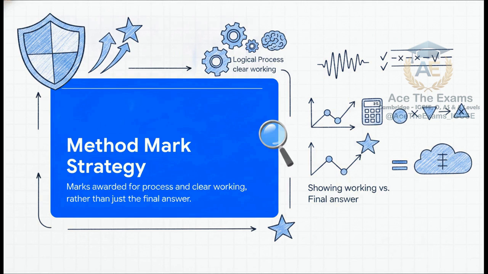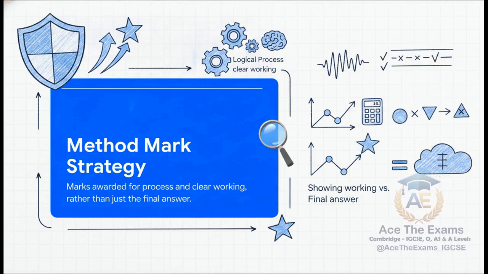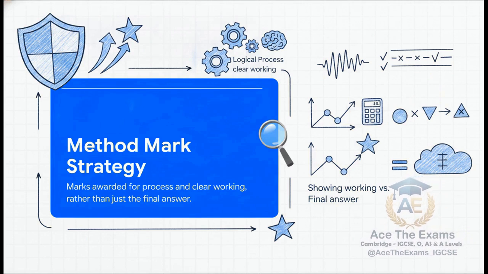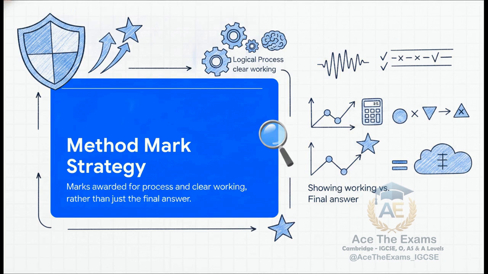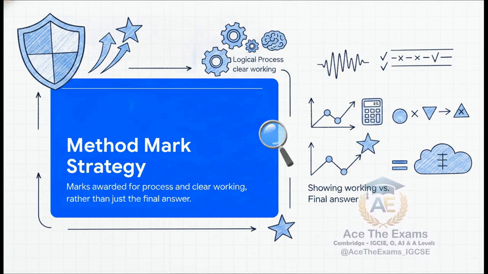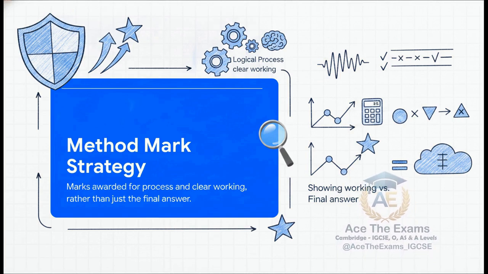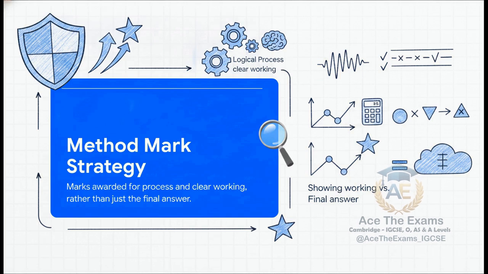This is your safety net, and it's your point multiplier. It is an assessment framework where marks are awarded for demonstrating the correct logical process and completely clear working, rather than just arriving at the final answer. Let me give you a scenario. Cambridge examiners desperately want to reward logical, structured reasoning. If a question asks you to calculate the storage requirements for a 3-minute digital audio file, and you just do the math in your head and write down 31.7 megabytes, you might get 1 single mark if you're lucky.